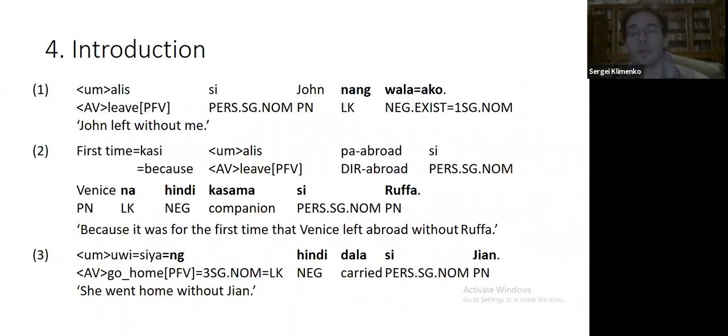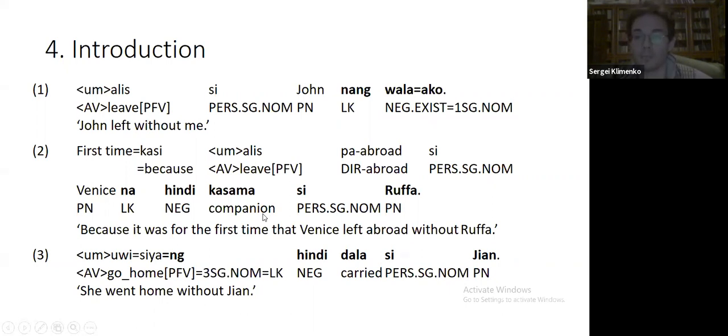So on this slide, you can see examples of each type of construction. In example one, we have a construction with wala, with the caritive clause nang wala ako, without me. This clause wala ako can be used as a basic negative existential construction, which would mean I don't exist, or I'm not there, something like that. Example two shows a construction with hindi kasama. Venice left abroad without Rufa.